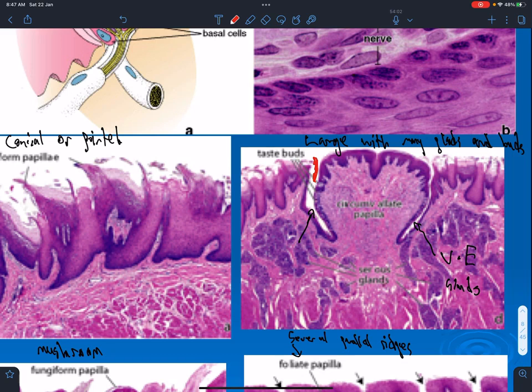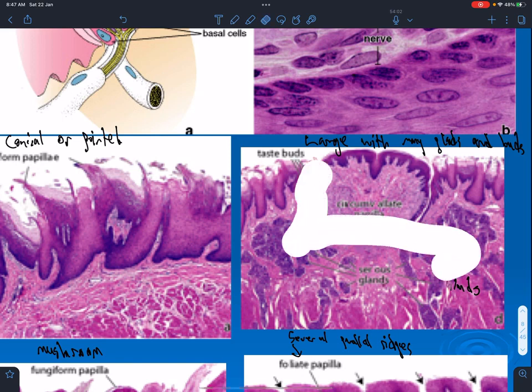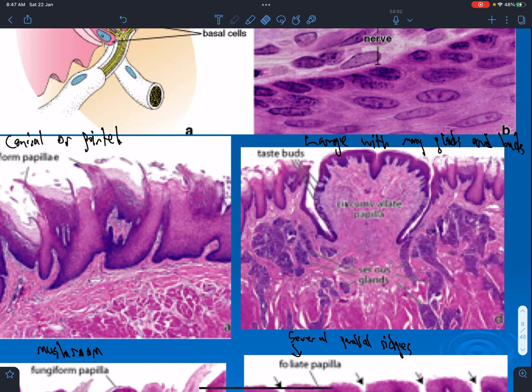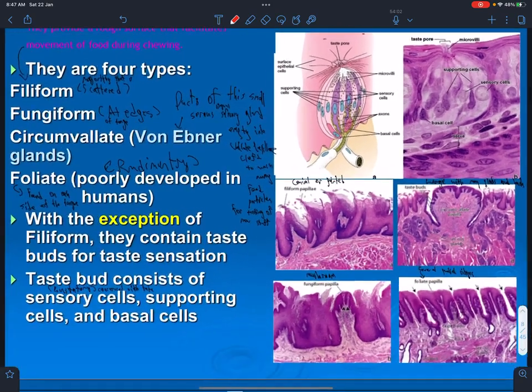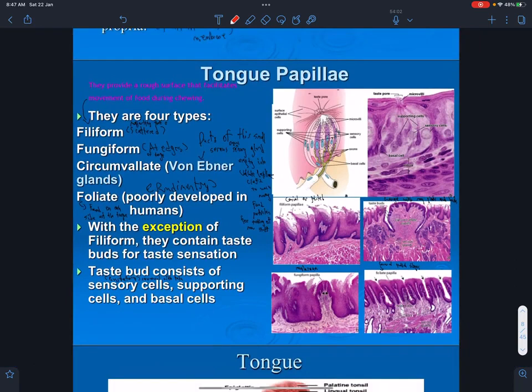Very important, so there could be an MCQ. They could be asking you which papillae of the tongue contain stratified squamous epithelium and von Ebner glands in its lamina propria. You will choose circumvallate papillae, which are these 2 darker structures as well. Okay? So that's something to keep in mind. They are minor salivary glands, mind you. And that's basically what we talked about.